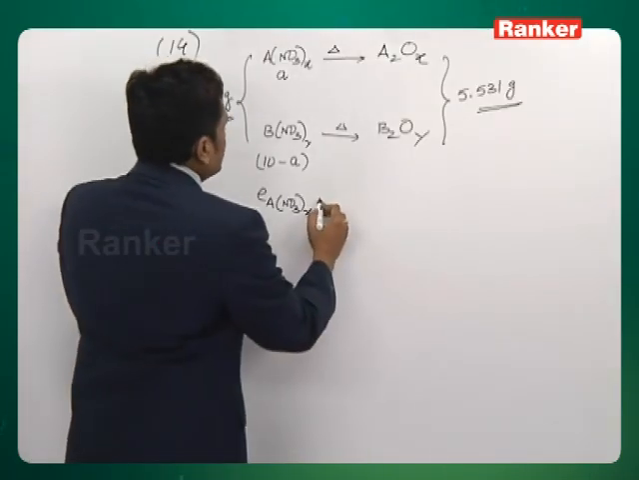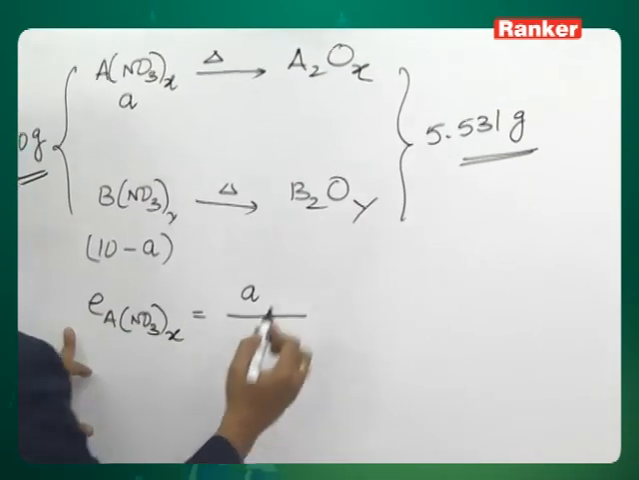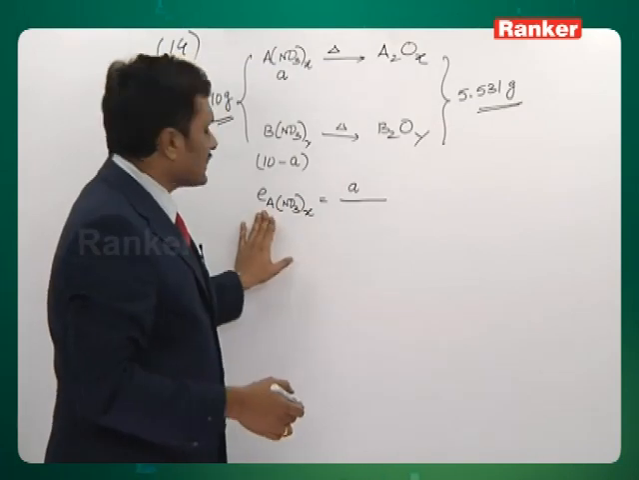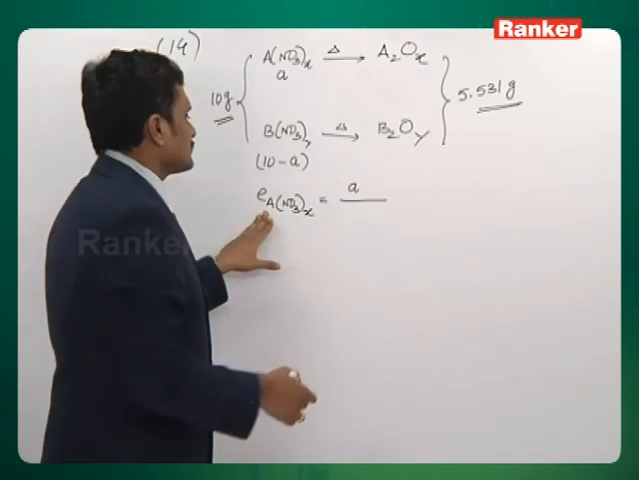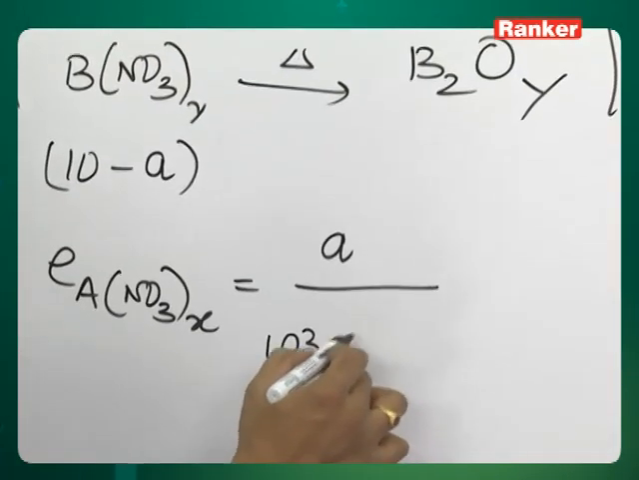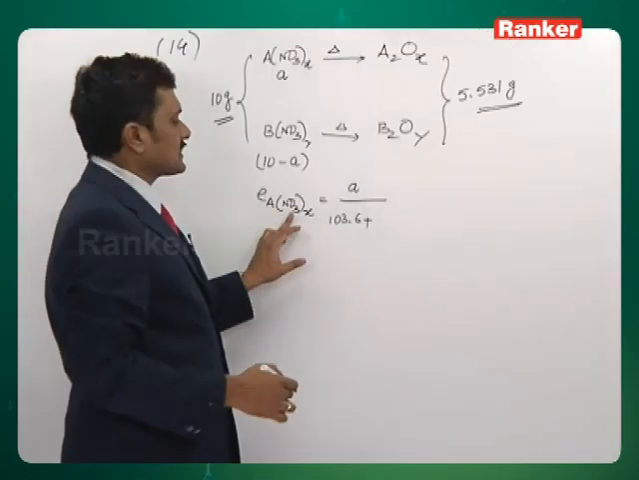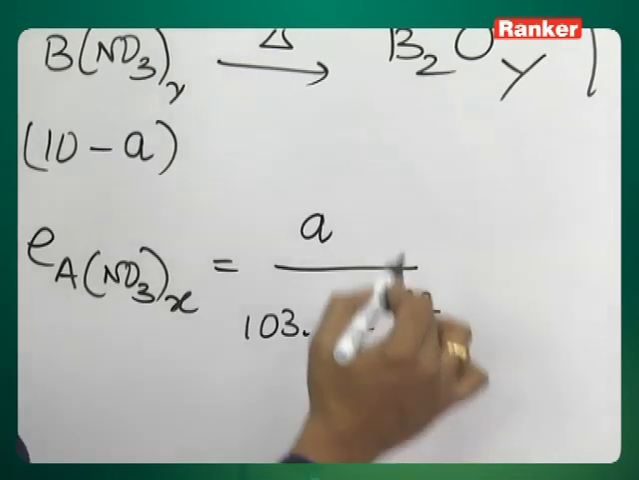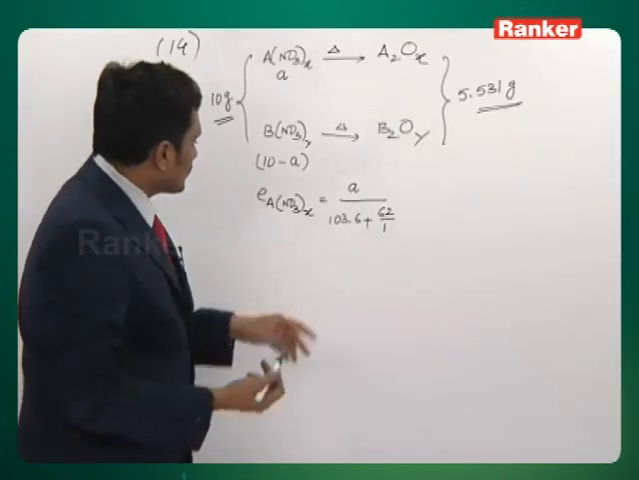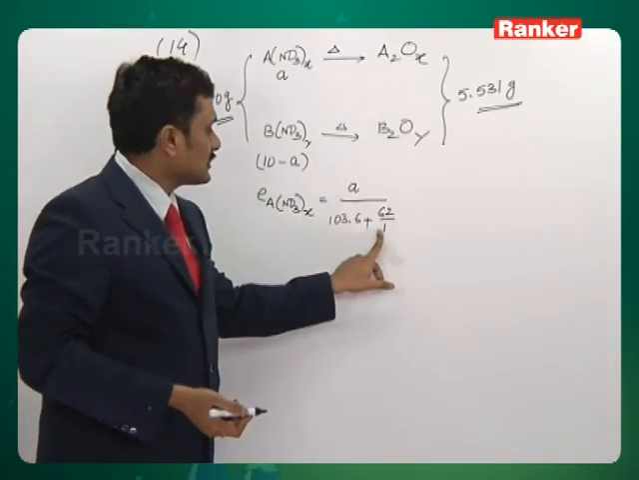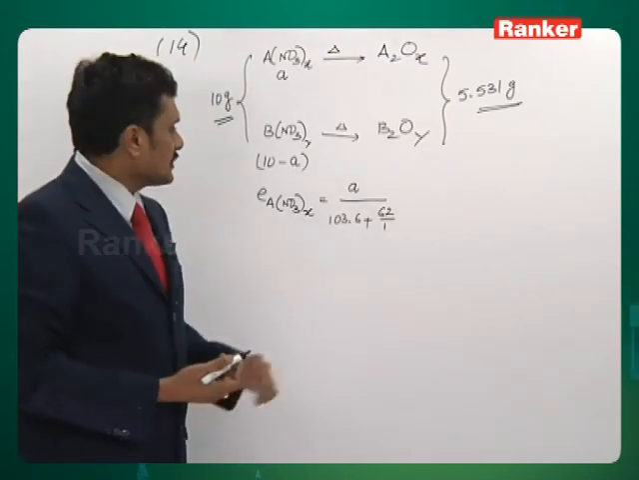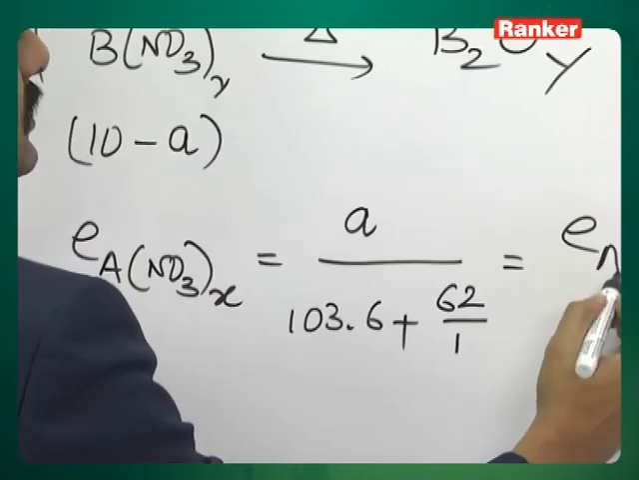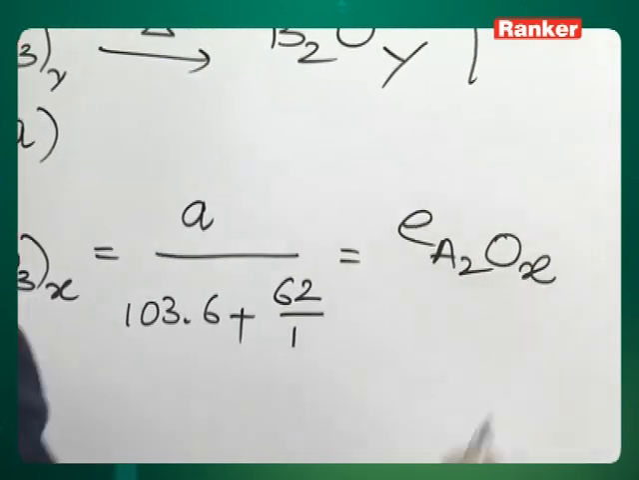Now the gram equivalents of this ANO3 taken X is weight divided by equivalent weight of ANO3 taken X, that is equivalent weight of A, which is provided to us as 103.6, plus equivalent weight of nitrate ion, that is the molecular weight or formula weight divided by its valency, 62 divided by NO3 minus, hence I am writing 1 as the n factor here. Now these are the gram equivalents of ANO3 taken X, which are entirely changing into the A2OX, hence the gram equivalents are equal.